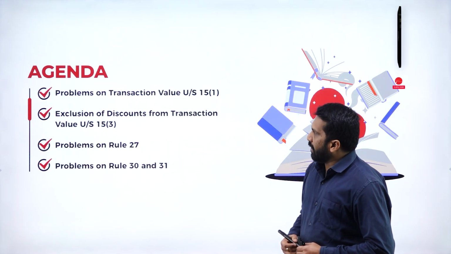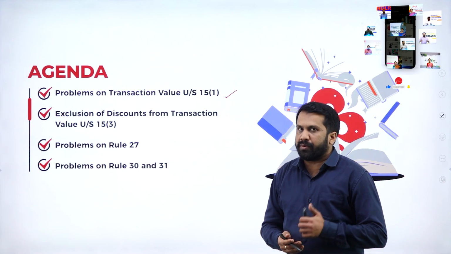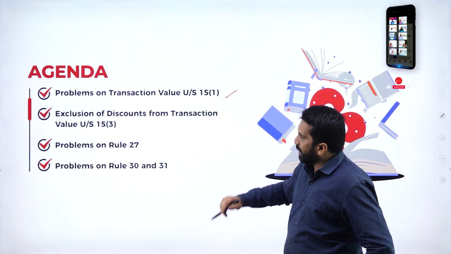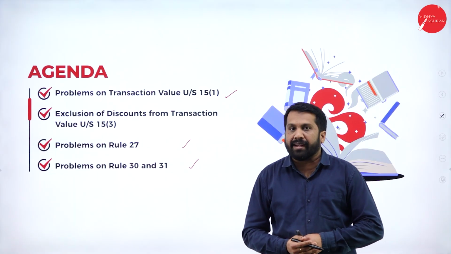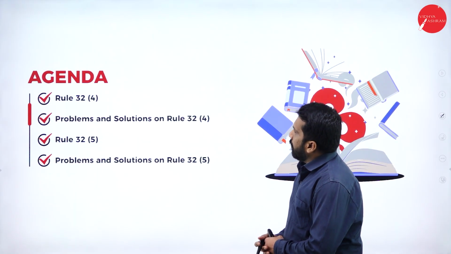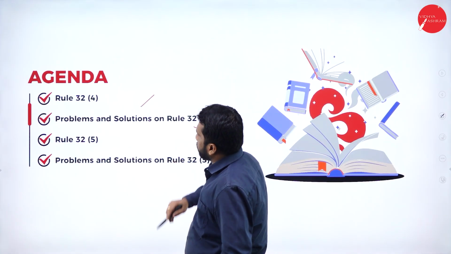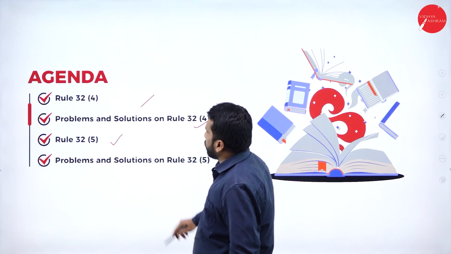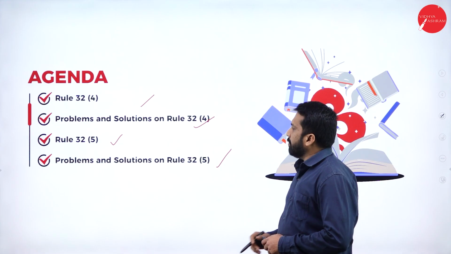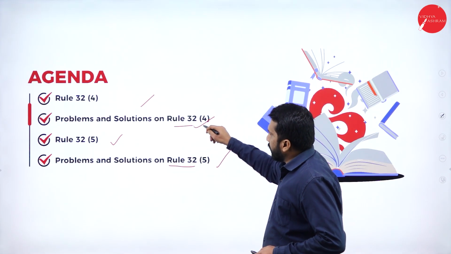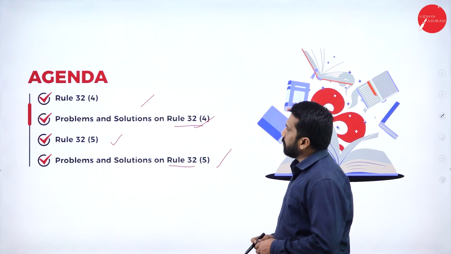Problems on transaction value. Exclusion of discount from transaction value: when we need to exclude and how to exclude. Problems on Rule 27. Problems on Rule 30 and 31. Again, Rule 32, subsection 4, problems and solution. Rule 32, subsection 5, problems and solution. Don't worry about the sections and rules. Directly understand the concept and you can do the problems.